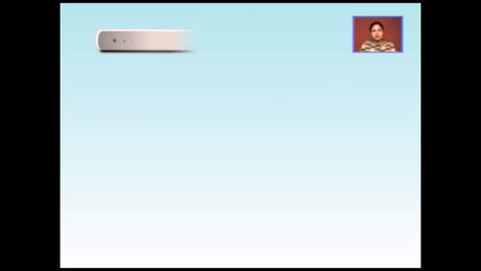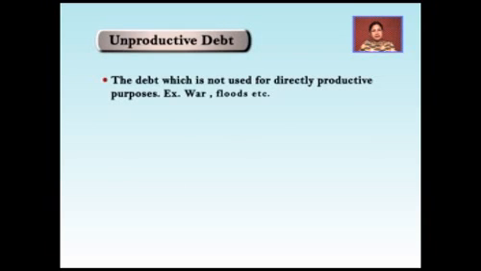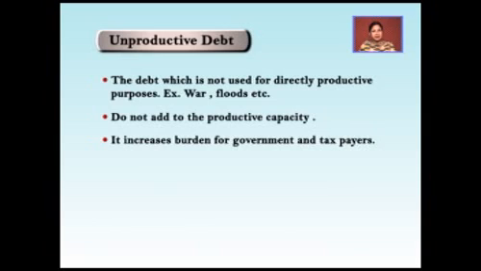The next type of debt is non-productive debt. Non-productive debt is that which is not used directly by the government for productive purposes. This type of debt can be used for meeting expenditures during wars, floods or any natural calamities. These types of debts do not add to the productive capacity of the country. It means that these debts do not help in increasing production or the level of the economy in any case. In other words, unproductive debt increases the burden for the government and the taxpayers as well. As a result, these types of debts are also known as dead weight debt.